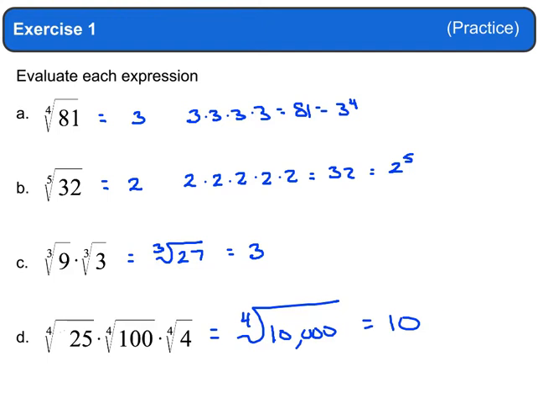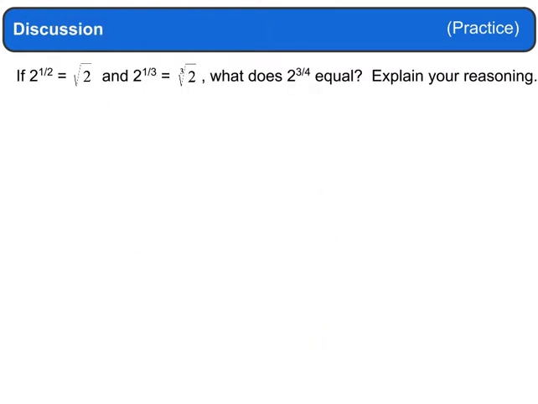So then the author in the book brings up this discussion: if 2 to the 1/2 power equals the square root of 2, and if 2 to the 1/3 is the cube root of 2, then what does 2 to the 3/4 equal? So this is where the rule and understanding comes in. So let's emphasize this. We've got 2 raised to the 1/2, and they're going to tell us that this is equal to the square root of 2.